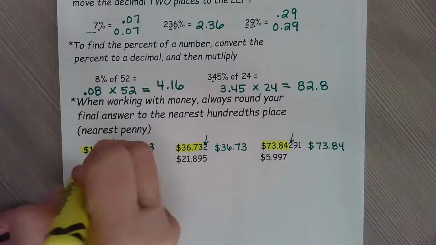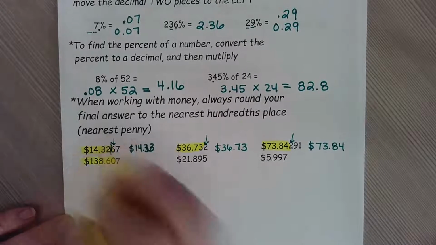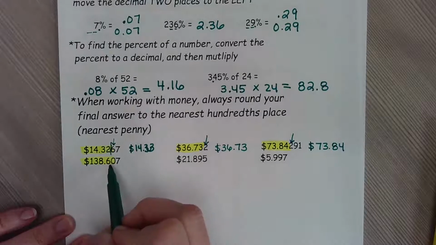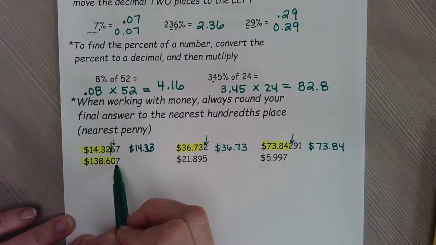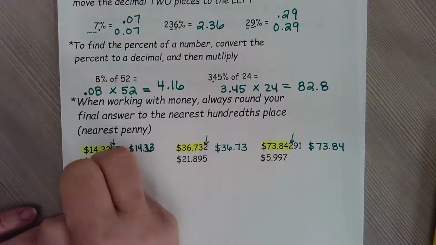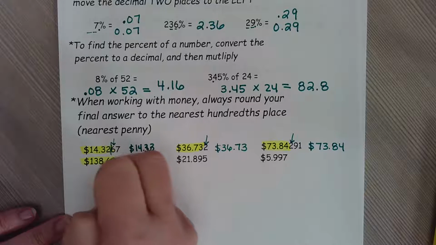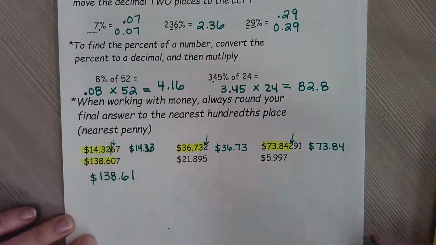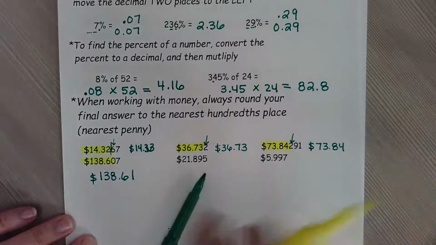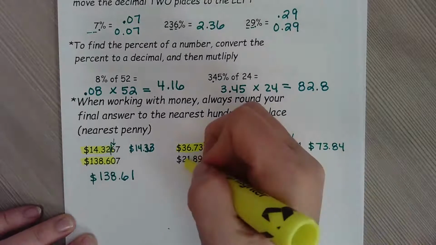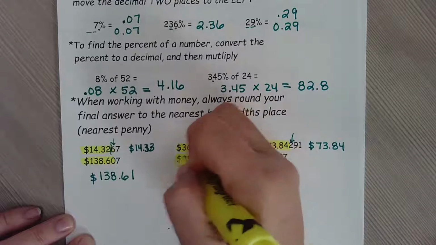Down to our bottom row here. We're either going to leave it 60 cents or we're going to round up. That 7 tells us to round up. So $138.61. And the next one, a little bit more challenging here, I think.